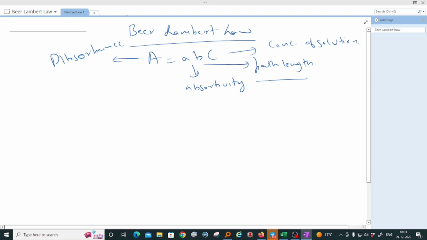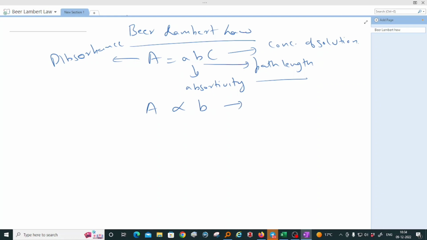तो कहने का मतलब क्या है, जो अब्जॉर्बेंस है वो डायरेक्टली प्रोपोर्शनल होती है पाथ लेंथ of the light that is traveled by the light inside the sample, that is path length. So absorbance is directly proportional to the path length. This is given by Lambert law, and directly proportional to the concentration of the analyte in the solution. This is Beer law.